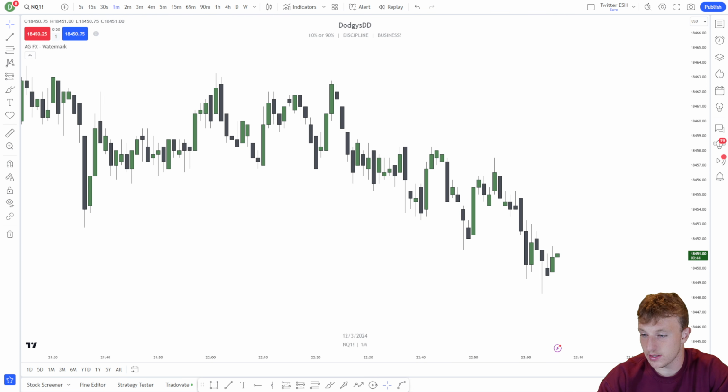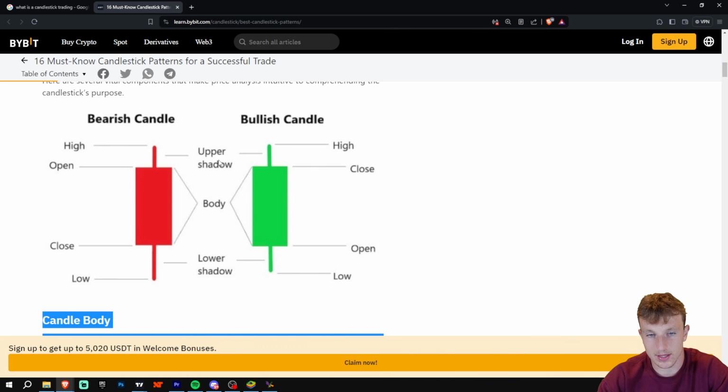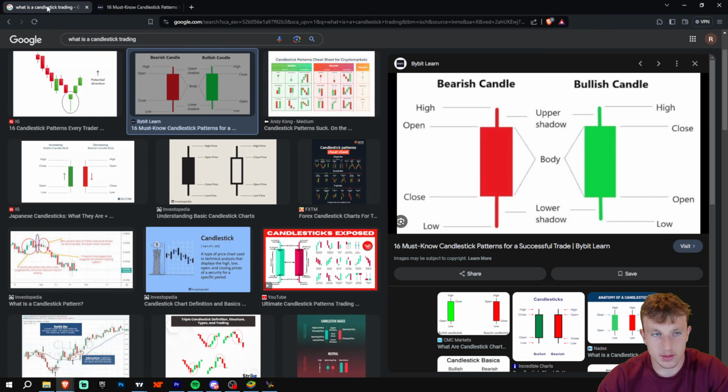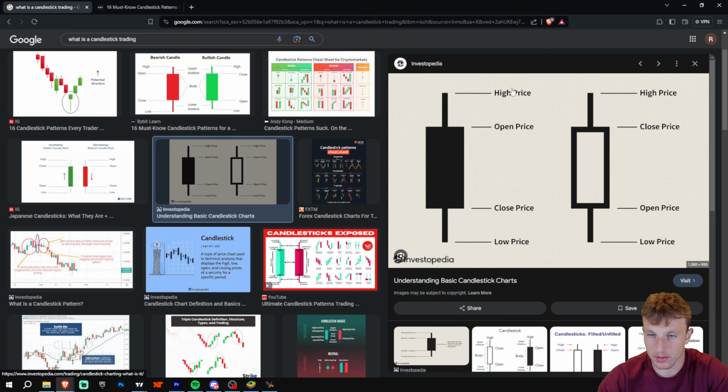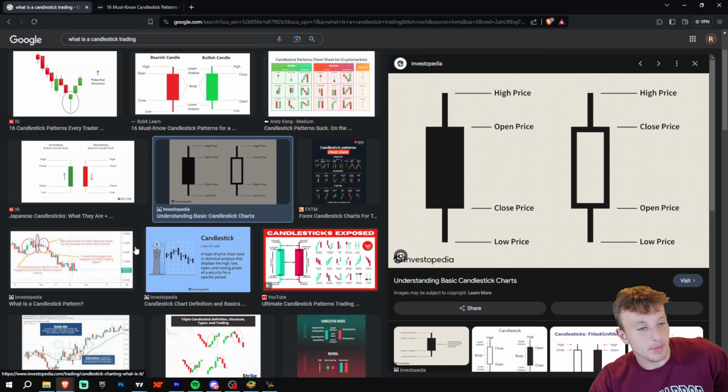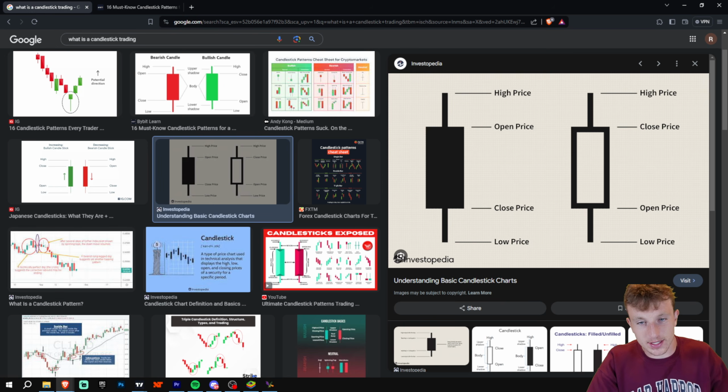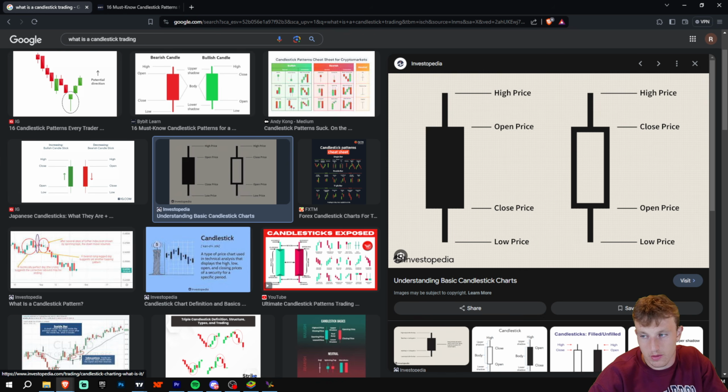I would just recommend studying this. It doesn't really take a lot of time to understand. And yeah, there's something called candlestick patterns, and this is just another one: open price, high price, close, low. I'll show you what patterns I use, and I'll show you a bunch of these.